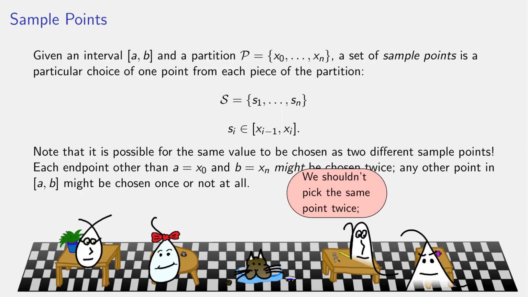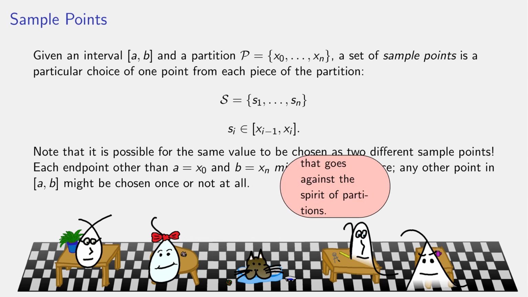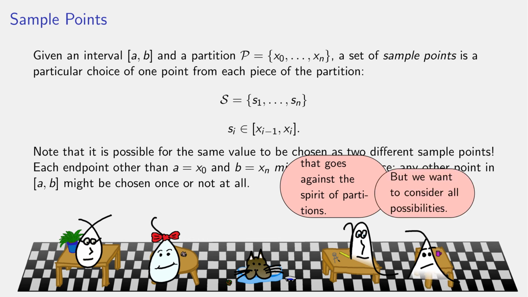In a sense, we shouldn't. It kind of goes against the spirit of randomly picking points if you happen to pick the same point twice. Your intuition shouldn't be thrown off by this notion. But when you come to proving stuff, you do need to remember that it is possible when picking sample points to have picked an endpoint twice.